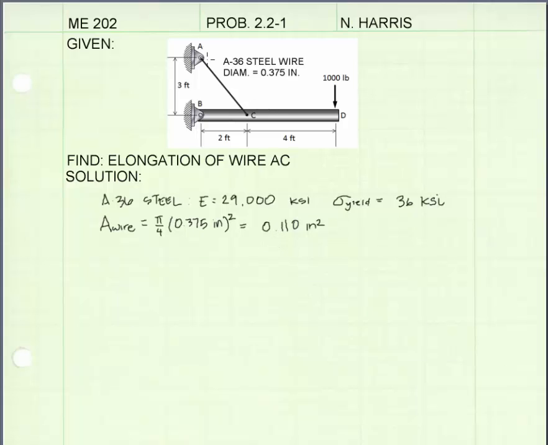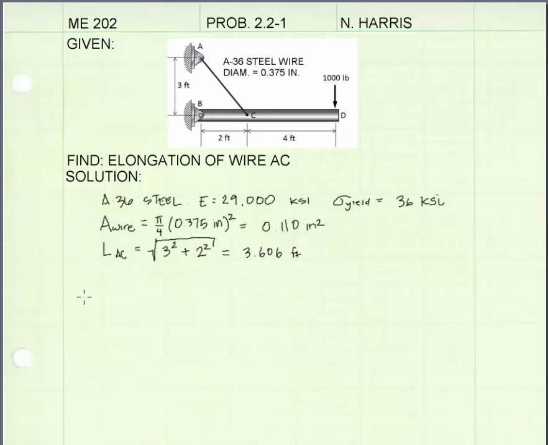Now what I'm going to do is find the length of the wire. I know the two sides, 3 feet and 2 feet. I can find the hypotenuse of that right triangle. I take the square root of the sum of the squares of the side lengths, and I get length AC, that's the length of our wire.